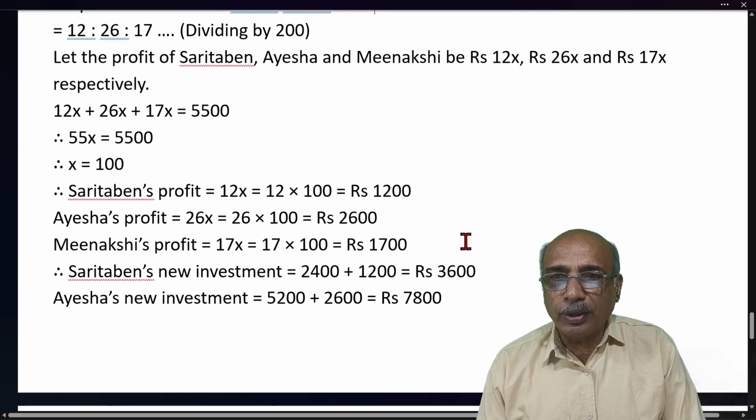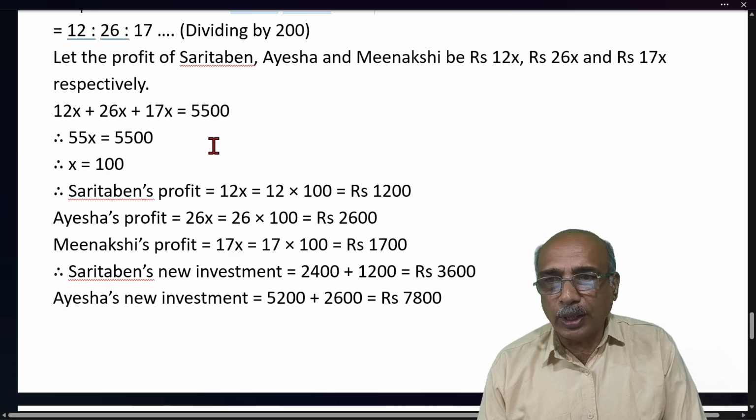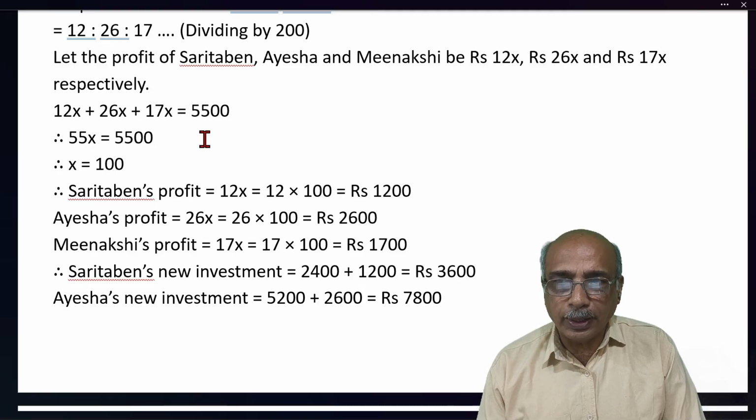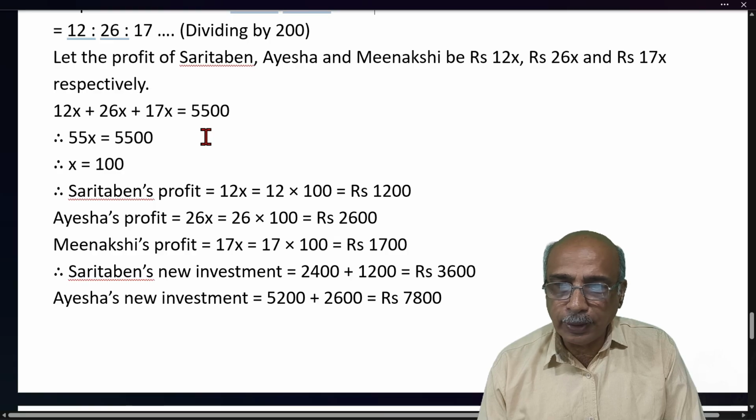Let the profits of Sarita, Aisha and Minakshi be 12x, 26x and 17x respectively. Therefore, total equals 12x plus 26x plus 17x equals 55x, that equals 5,500. Dividing by 55, we get x equals 100. Therefore, Sarita's profit is 12 into 100 is 1,200. Aisha's profit is 26 into 100 is 2,600. Minakshi's profit is 17 into 100 equals 1,700.